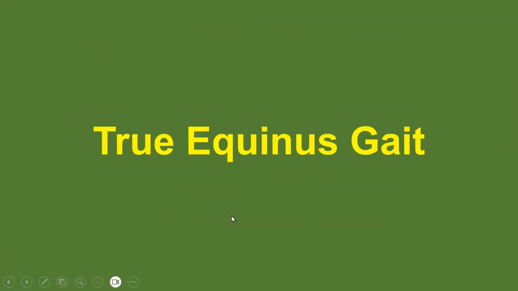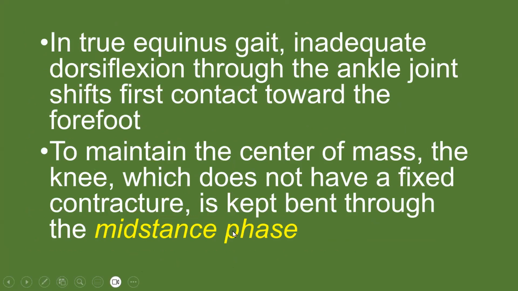In equinus gait, there is inadequate dorsiflexion through the ankle joint, which shifts first contact toward the forefoot. To maintain the center of mass, the knee, which does not have a fixed contraction, is kept bent through the mid-stance phase to clear the foot.